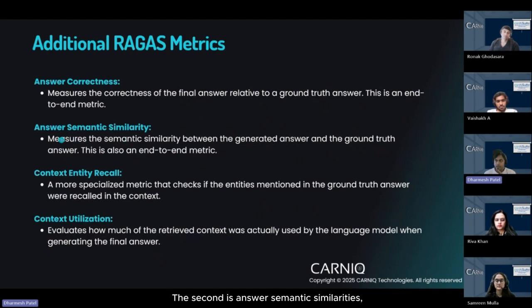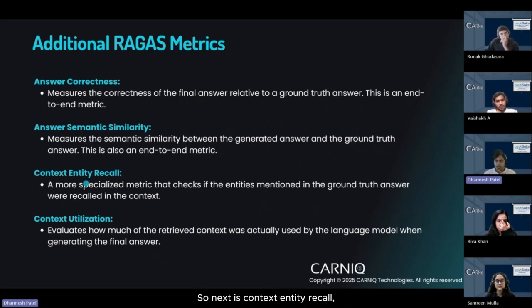The second is answer semantic similarity. Here it measures the semantic similarity between the generated answer and the ground truth answer. You can understand that it will try to do the cosine similarity and see if our answer is actually matching the ground truth or not. These two were for generation, and the previous two were for retrieval again.